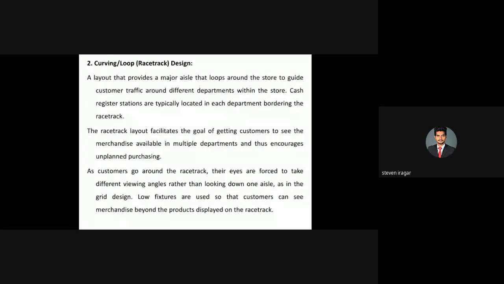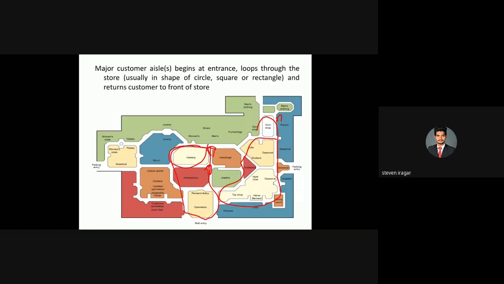But here, in this type of curving loop, you can easily focus on different departments. Okay, from far away, standing at one department, you can see many departments around, and you can easily focus on where exactly you want to go, and what you are expecting. Fine. So that is what the customer can see: the merchandise beyond the product display on the racetrack.